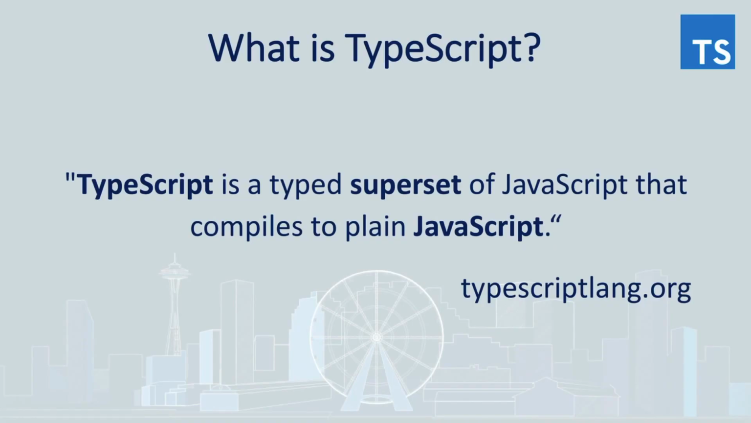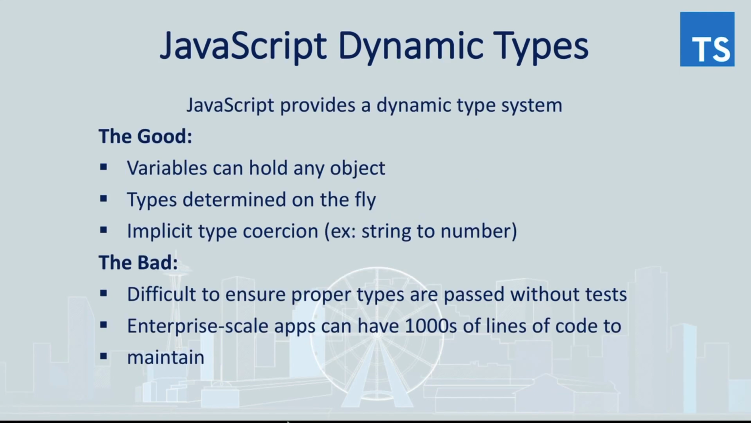What is TypeScript? TypeScript is a typed superset of JavaScript that compiles to plain JavaScript. JavaScript is a dynamically typed language, and of course it brings both good and bad. We know that variables can hold any type of object during the runtime of our program, which means that types are determined on the fly.